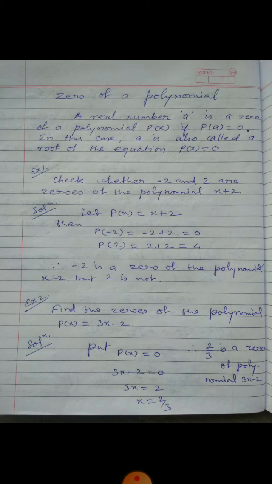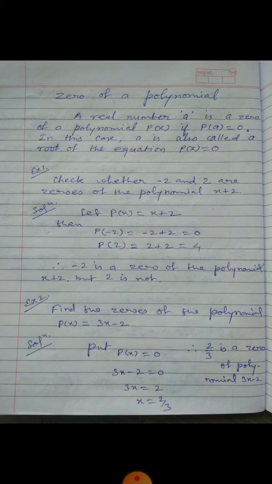For this topic, we take the first example. Check whether -2 and 2 are zeros of the polynomial x plus 2. First let p(x) equal x plus 2, and put the values of x as -2 and 2 one by one. First p(-2): in place of x we put -2, then -2 plus 2 is 0. Again p(2) is 2 plus 2, which is 4.